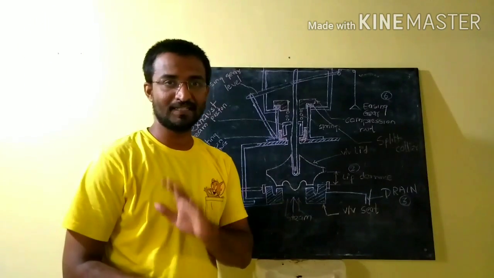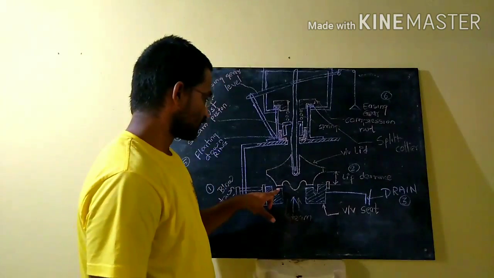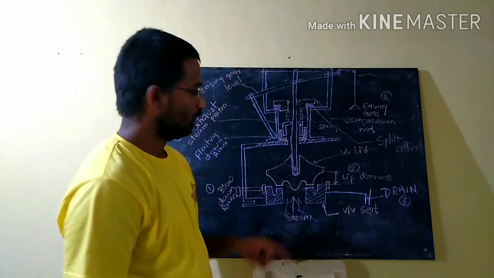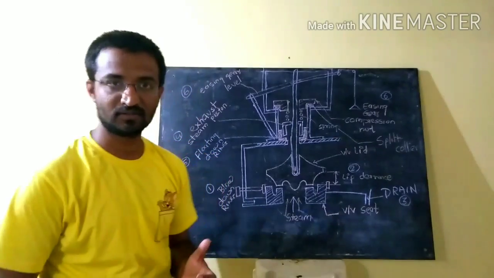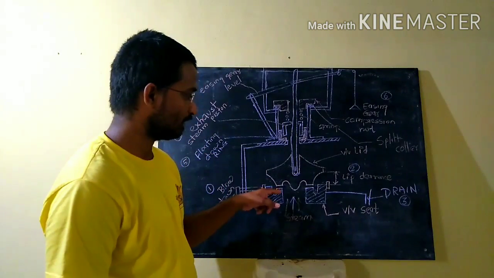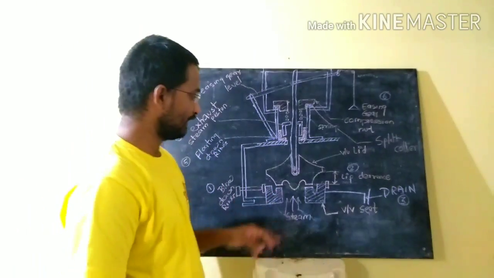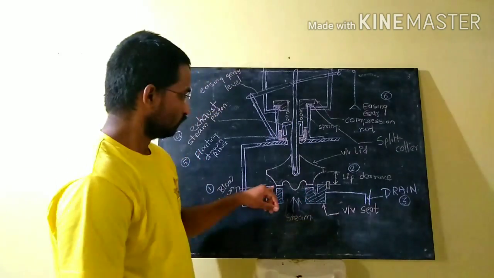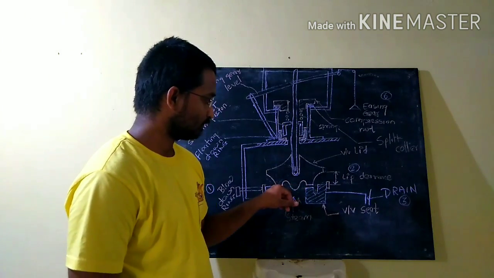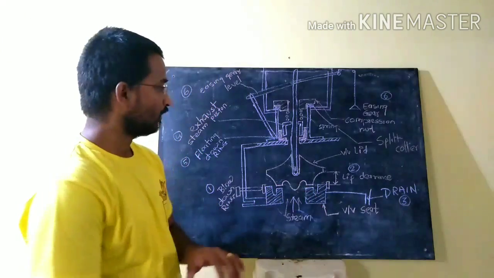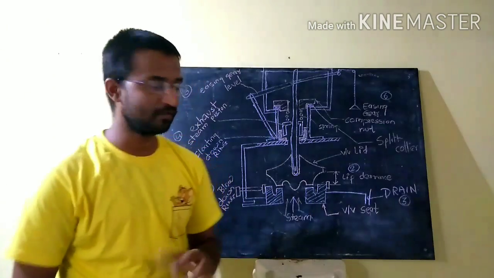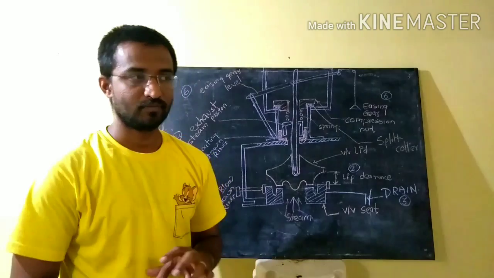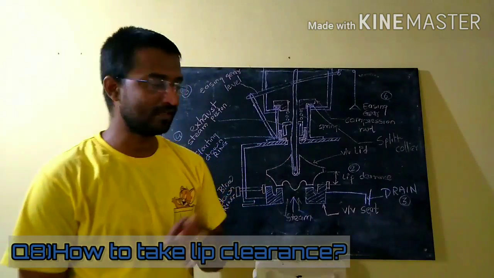So before assembling, what things do you have to check? First, the mating surface, the surface between the lid and the seat. There should not be scratches or dents or any form of impurities over there. So just clean it, and if there is a need, lap it with a fine lap. Once you lap this and the surfaces are finished, then you come to the lip clearance. Generally, if you didn't lap and the surfaces are okay, people don't take a lip clearance. But if you have overhauled, then you should take the lip clearance.